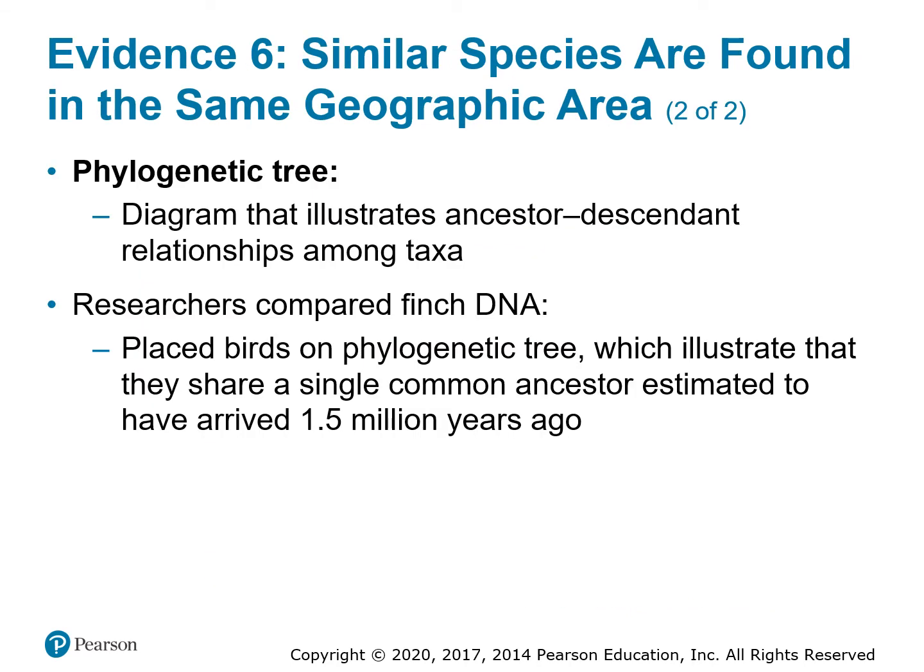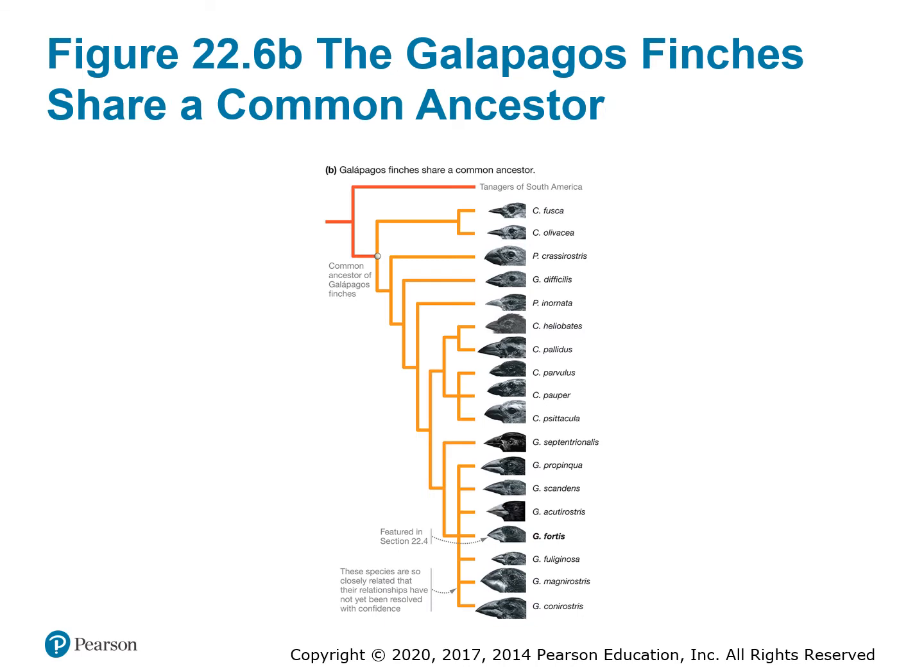Phylogenetic trees are diagrams that help us illustrate the taxonomic groups and the ancestor-descendant relationships. In this case, here is the phylogenetic tree for the Galápagos finches, and you can see how some of them have very different shapes and depths of beaks, things like that.